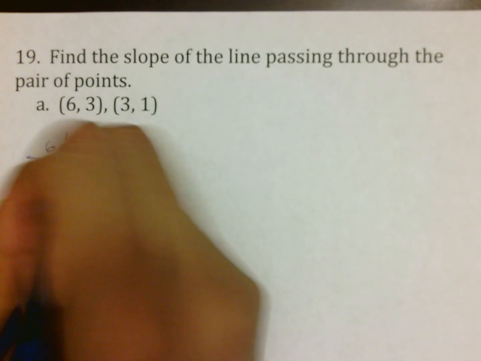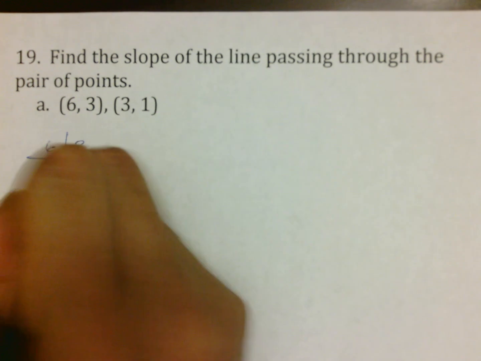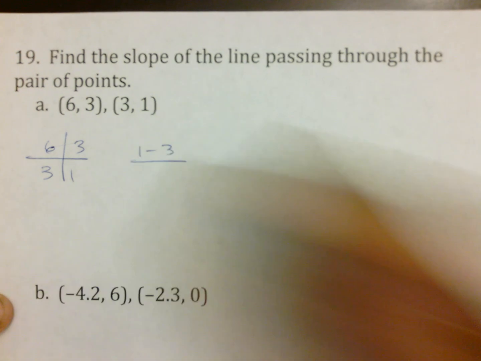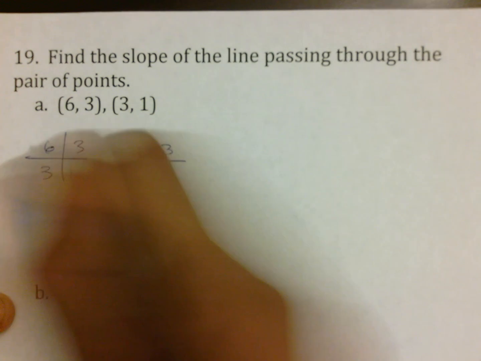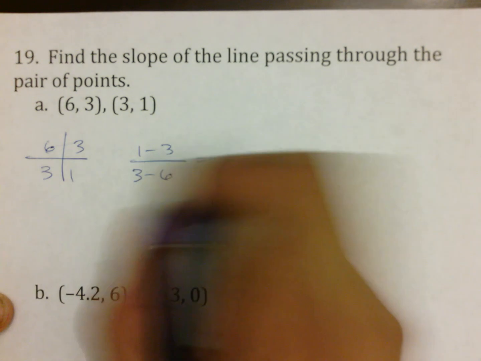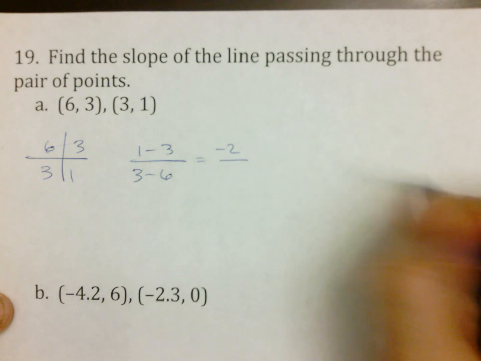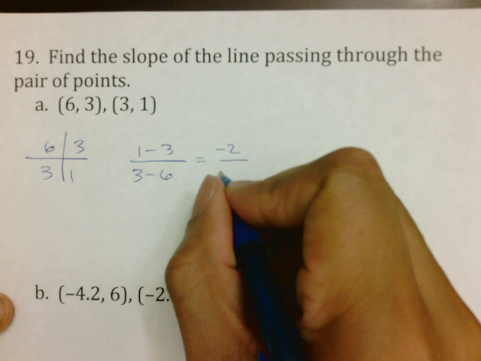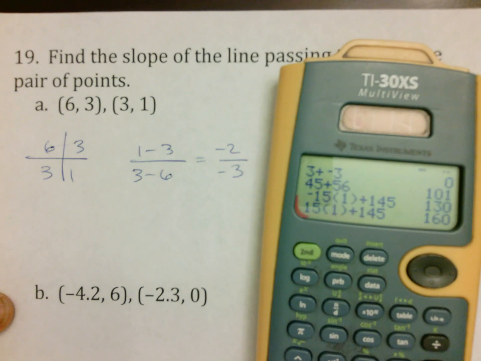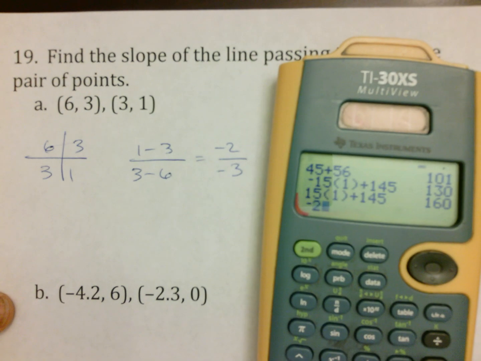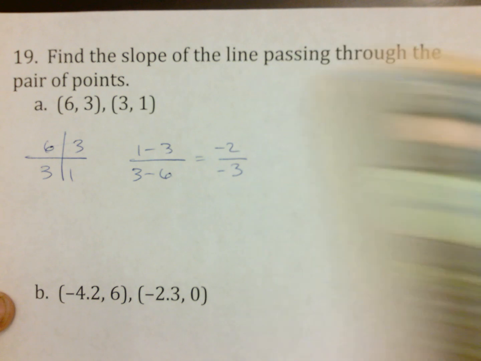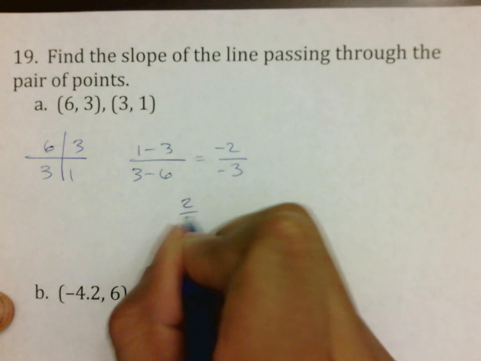6, 3, 3, 1, so we take our 6, 3 and put it in a table. We take our 3, 1 and put it in a table. We subtract 1 minus 3 on top, 3 minus 6 on the bottom. 1 minus 3 in our calculator is negative 2. 3 minus 6 in our calculator is negative 3. Again, making sure that we have that reduced. Turning that into a fraction because there's no decimals means that your answer is actually 2/3.